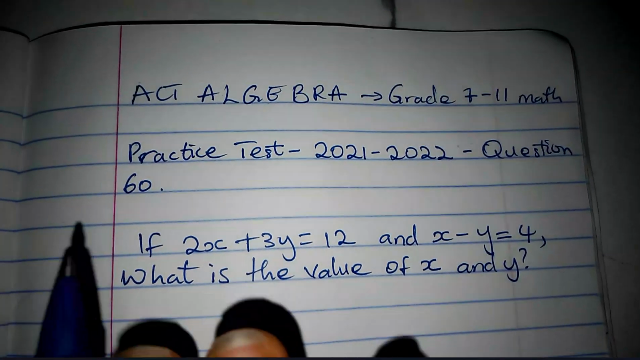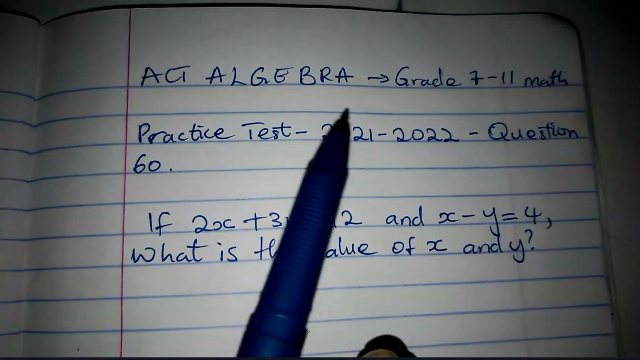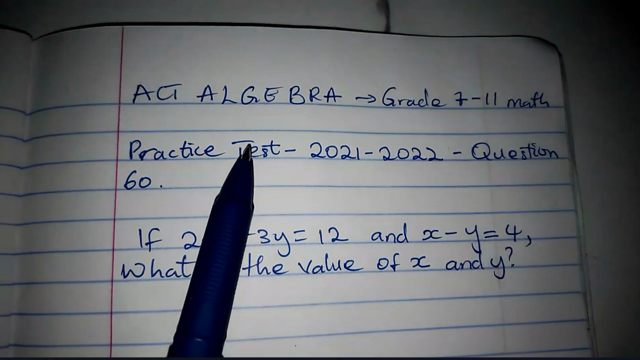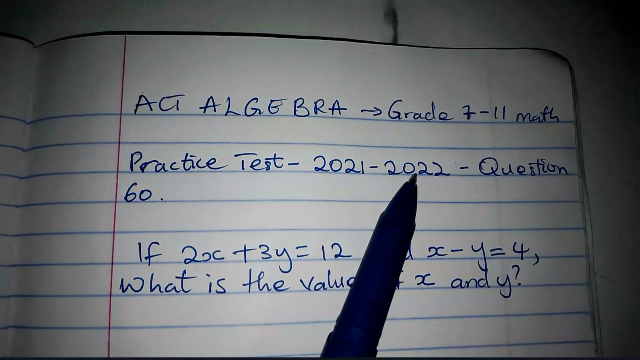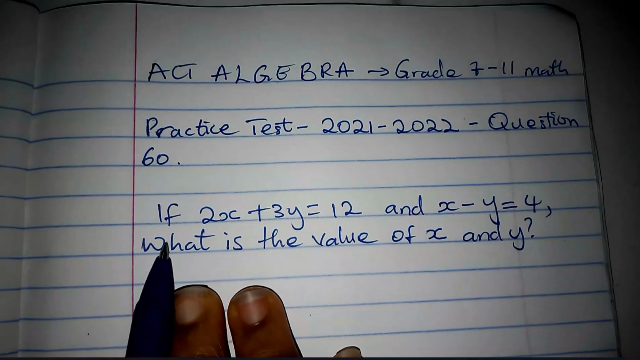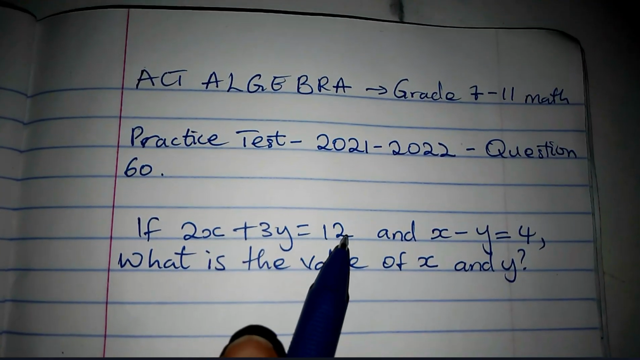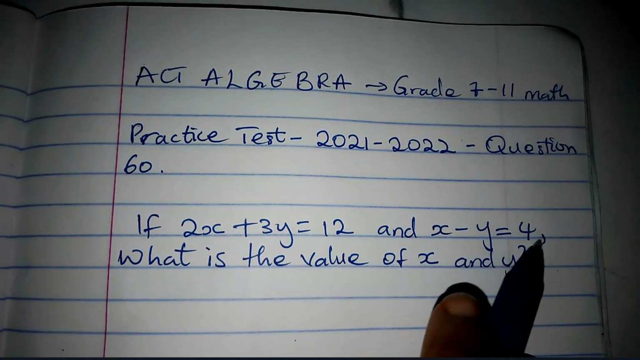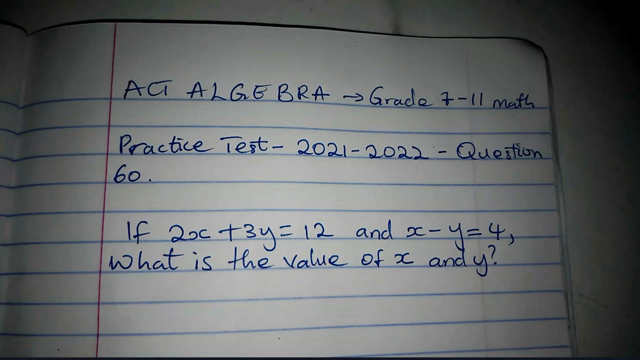Hello guys. Today we're going to be doing ACT algebra, and in this question, practice test 2021/2022, question 16, the question says: if 2x plus 3y equals 12 and x minus y equals 4, what is the value of x and y? So what are we going to do here?